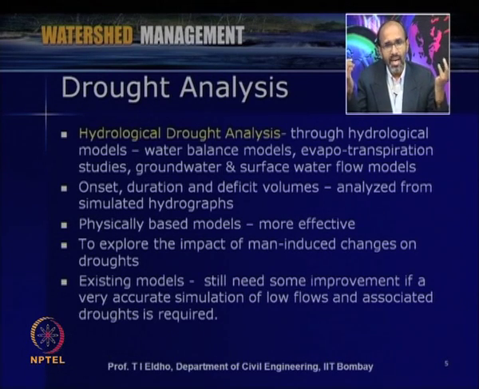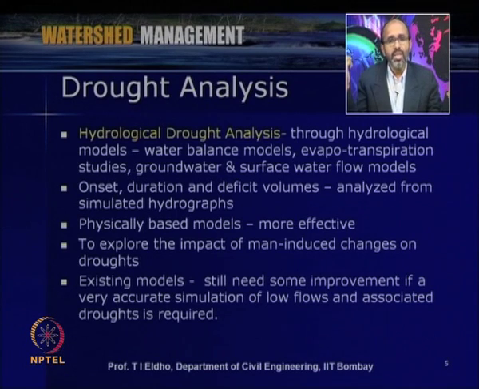So, that way the hydrological analysis based on physically based models are generally used for drought analysis. In drought analysis we are trying to explore the impact of man-induced changes on the watershed or the river basins. So, what will be the effect of man-induced changes on droughts? Say for example, if a dam is constructed or there is a reservoir, then what will be the effects? Or if deforestation takes place in a particular watershed or river basin in an extensive way, then what will be the effects, like that.